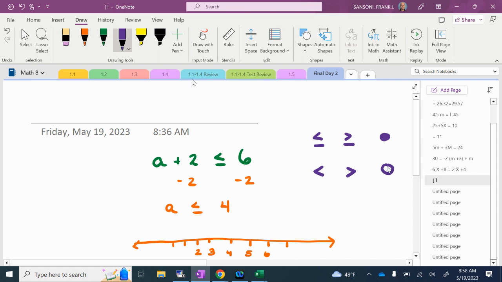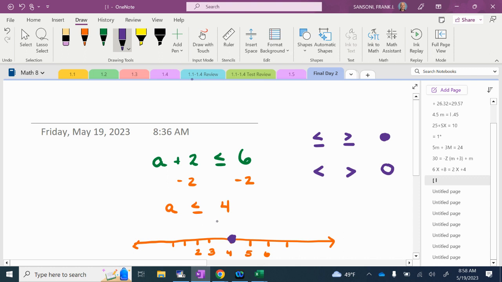Like I said, it's been a while since you've done this, or hopefully you've done this before. So it says less than or equal to 4. So I'm going to go to 4. And it says less than or equal to, so I'm going to put what type of circle? A shaded one because 4 works. Because 4 is not less than 4, but 4 is equal to 4. So the number 4 works. That's why it's a closed circle. And then where do I shade? Where are the numbers less than 4? To the left.